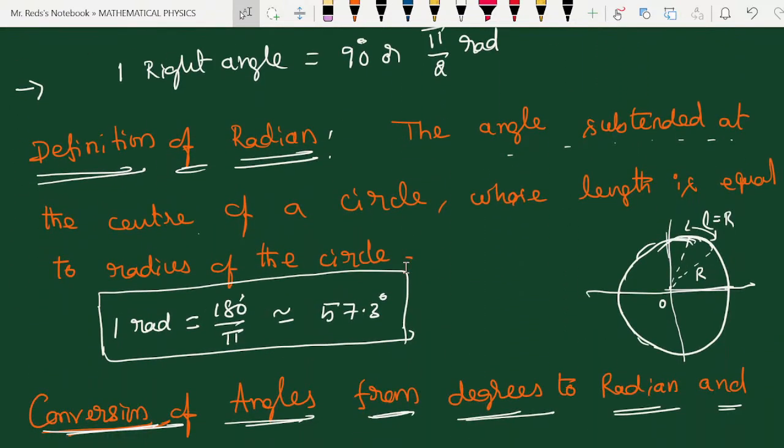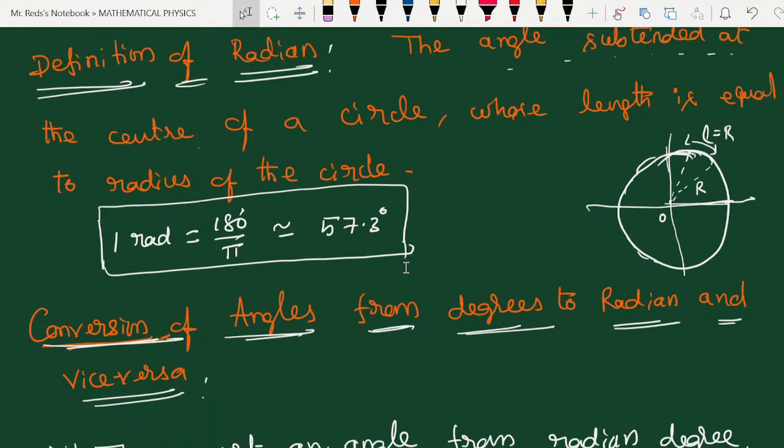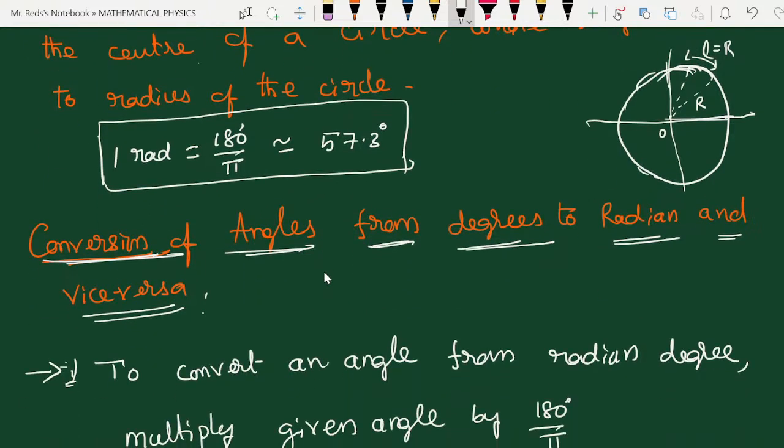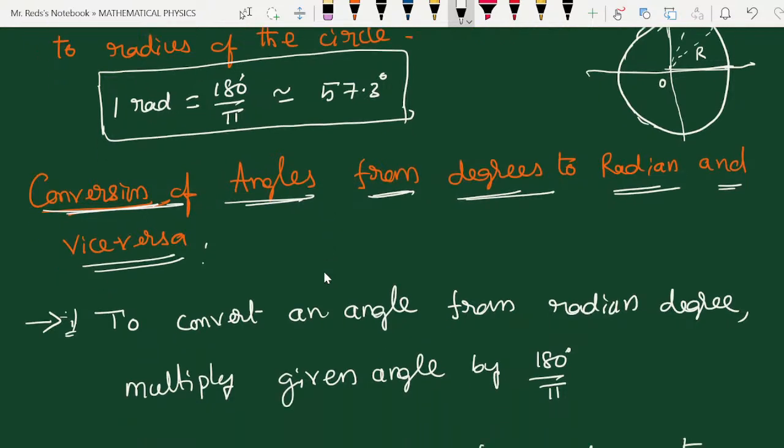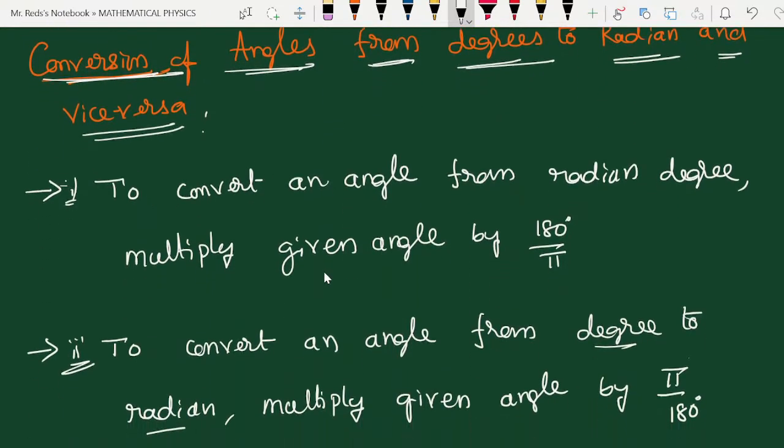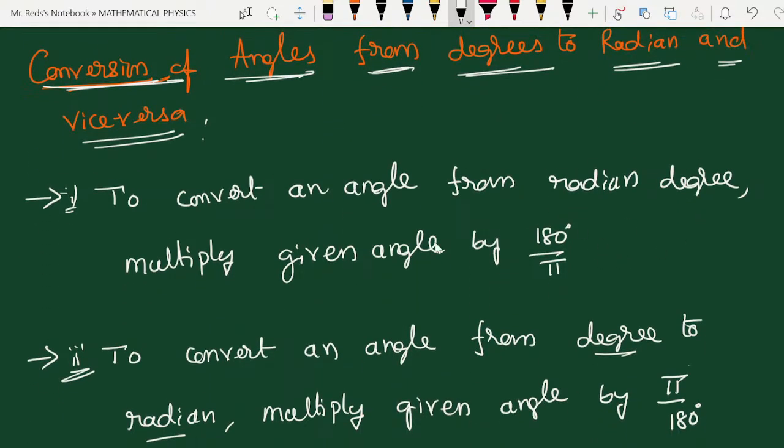And the definition of radian we have discussed, and the relation between a radian and a degree. One radian is equal to 57.3 degrees. And we discussed the conversion, how to convert an angle from degrees to radians and radians to degrees. To convert an angle from radian to degree, we have to multiply the given angle in radian with 180 by pi.